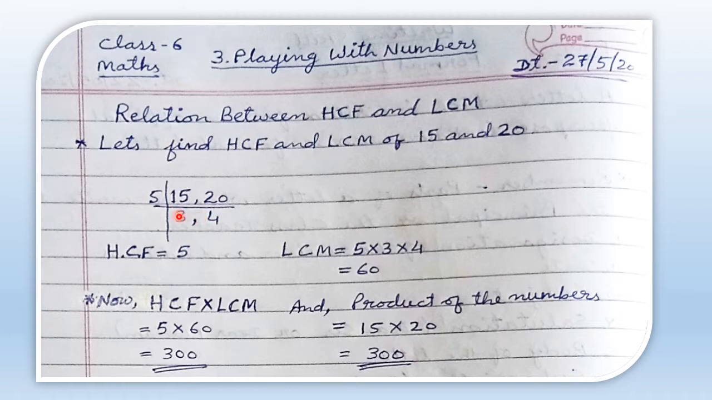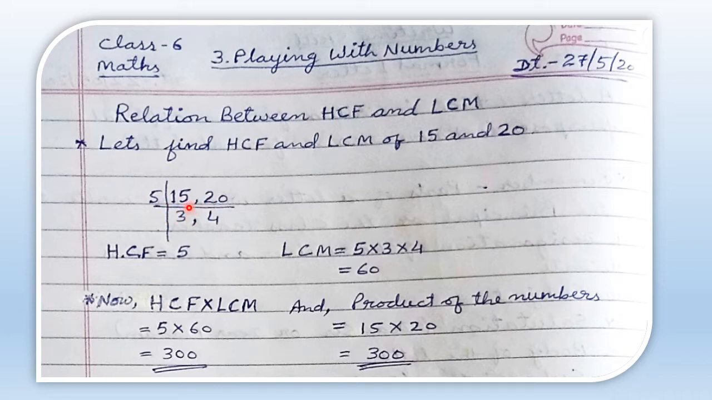We had already done in the previous classes how to find HCF and how to find LCM. Here, for 15 and 20, we use the common division method. That means together we are dividing 15 and 20 by their prime factors. By 2 only 20 is divisible, not 15. By 3 only 15 is divisible, not 20. The next prime number after 2 and 3 is 5, and by 5 we can divide both of them.